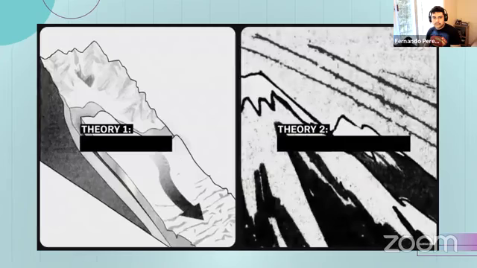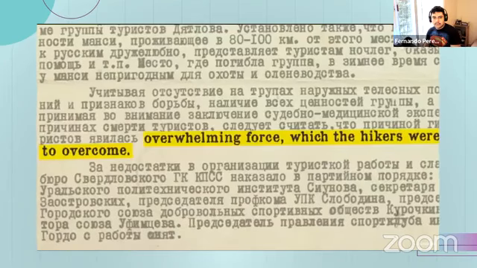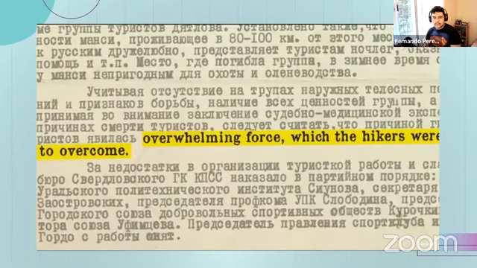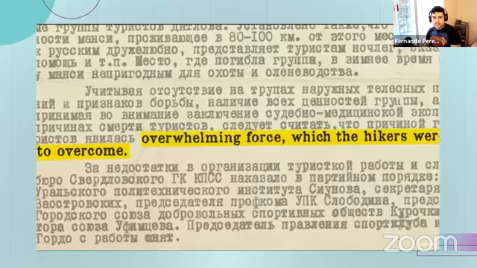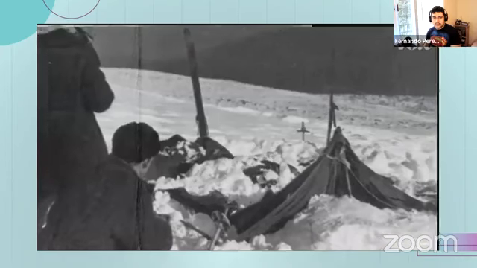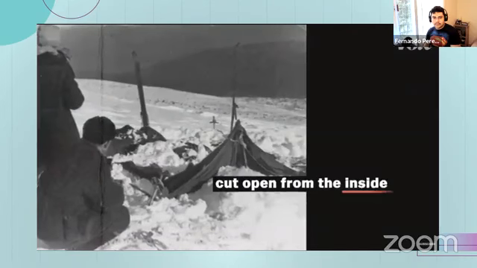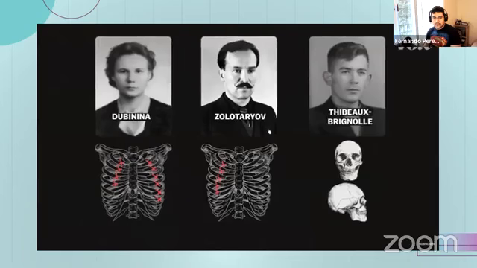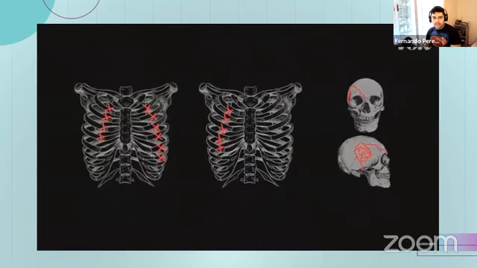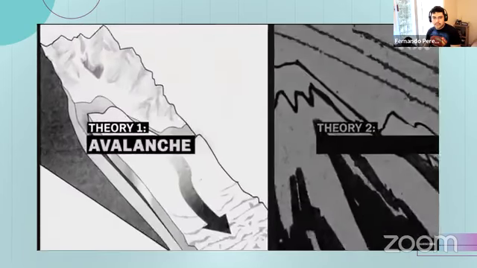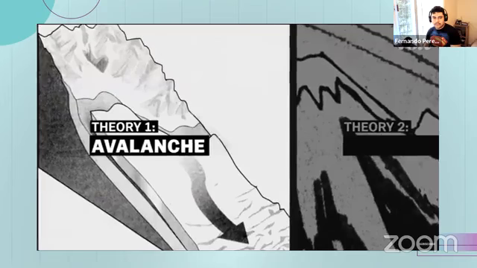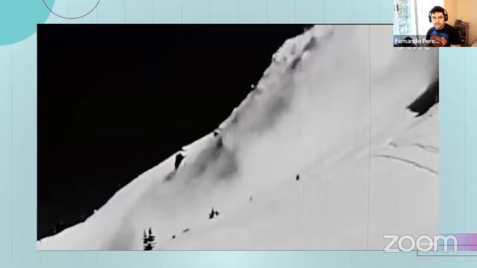But 2 theories in particular, each involving an overwhelming force, offer plausible solutions to the 2 most important questions of the case. What drove the hikers to abandon the tent the way they did? And what could have caused the tremendous internal injuries that some of them sustained? One of these theories has been considered and debunked for years: avalanche.